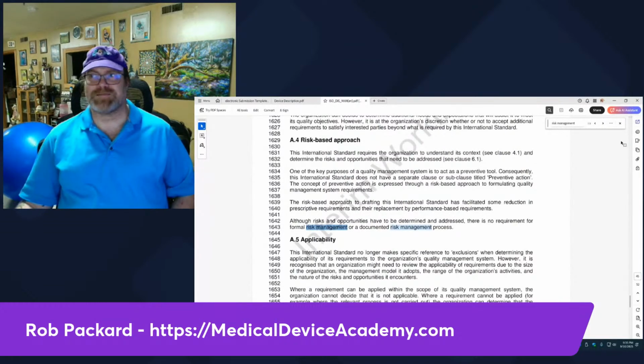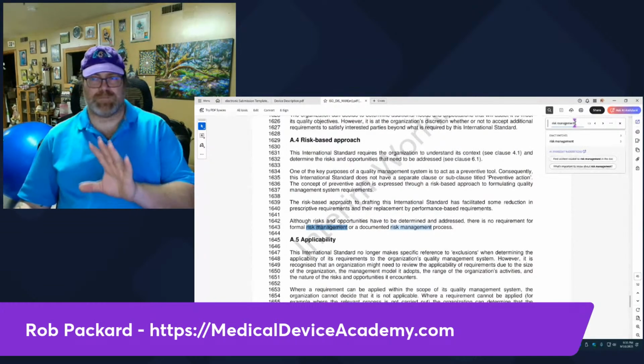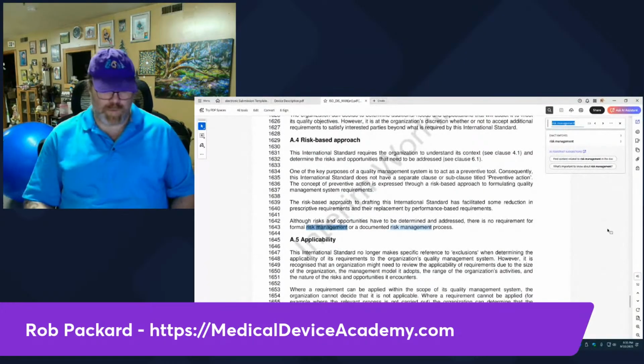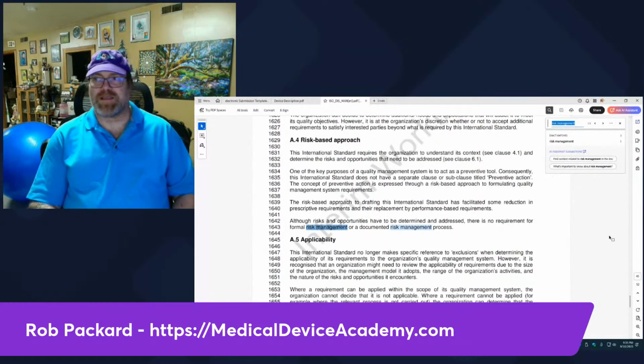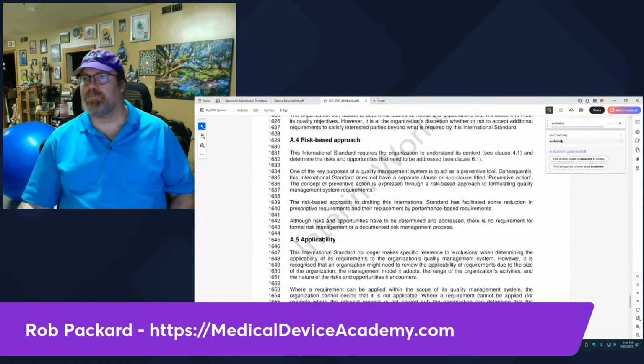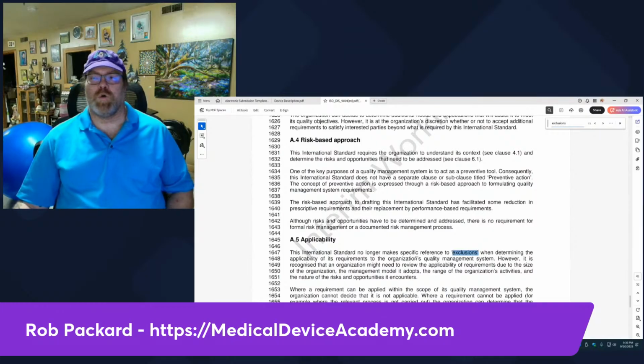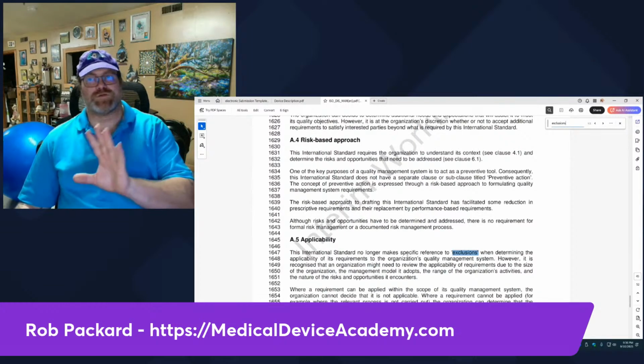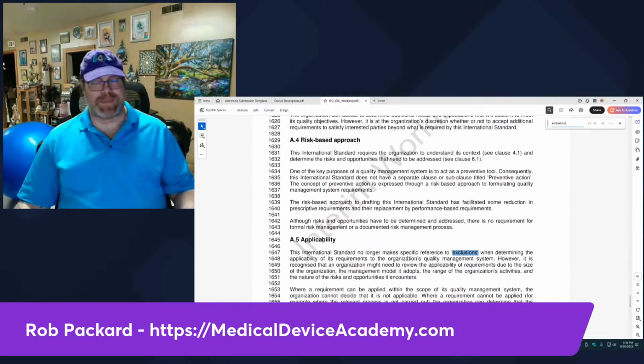And then that last thing I was saying, so this was the biggie, the risk management. There's one more big difference here, and that's when we get to the topic of exclusions. It only appears twice in the entire document. Once here: this International Standard no longer makes specific reference to exclusions when determining the applicability of requirements. So they don't use that anymore. When 9001 switched in 2015, they eliminated that.